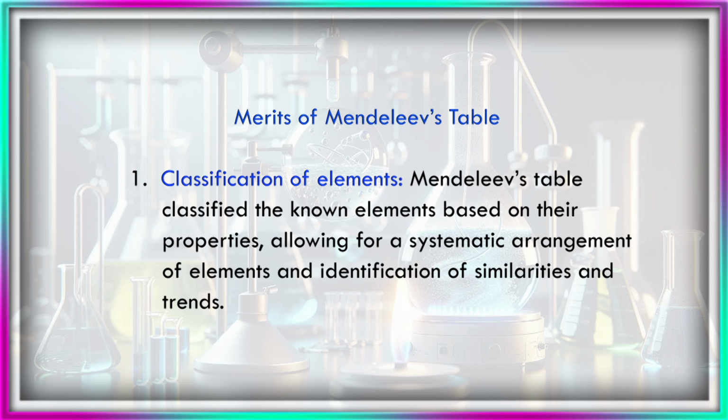Merits of Mendeleev's table. 1. Classification of elements. Mendeleev's table classified the known elements based on their properties, allowing for a systematic arrangement of elements and identification of similarities and trends.